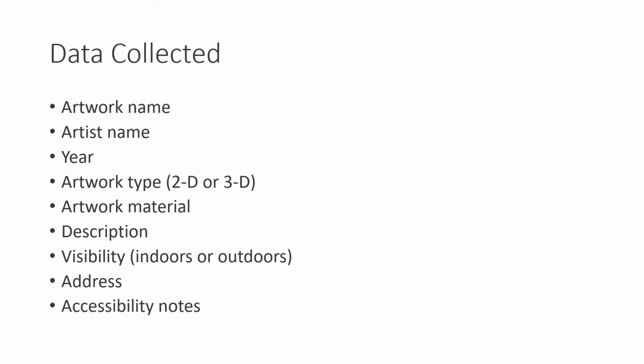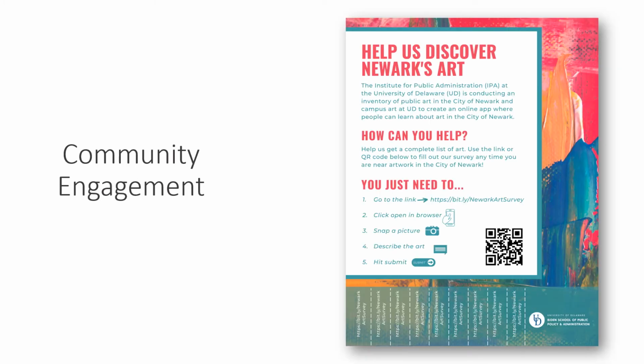After working with our partners to determine the best data to collect, we included the following fields in our survey: artwork name, artist name, year, artwork type, artwork material, a description, visibility, address, and any accessibility notes. We encouraged community members and students to participate in the data collection starting in March.